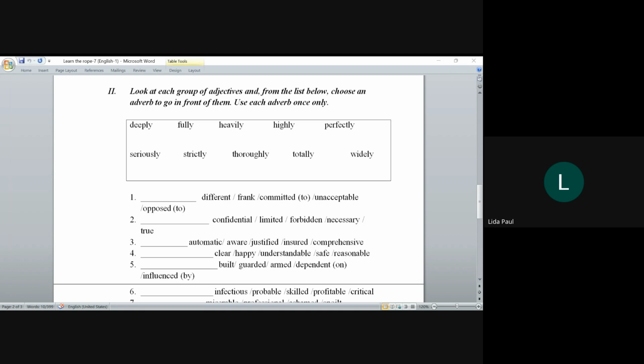How about the second one? Confidential, limited, forbidden, necessary, true. Totally is now out. Now there's highly. Praveen says strictly, and there's fully also. Let's see. You can check and tell me. See if strictly goes with everything. Let's take strictly first, and then we'll move on to others.